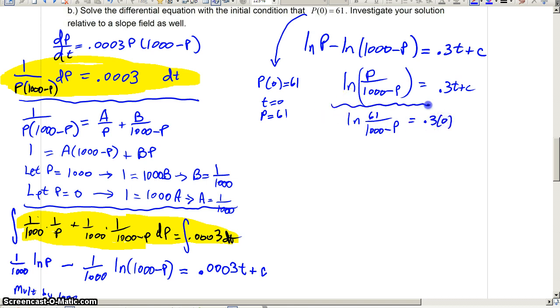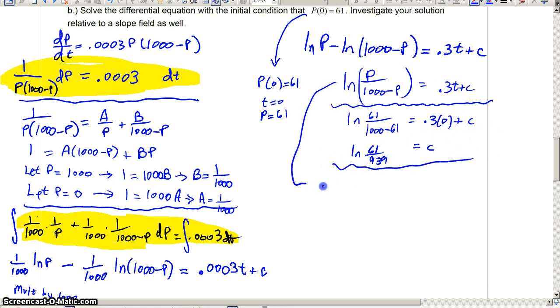So I'm going to do a little bit of scratch work right here. And don't forget we still have our constant. So very quickly we could see that C then is going, and forgive me, I wrote 1,000 minus P when I should have written 1,000 minus 61. So the right side, of course, is just going to be C. 1,000 minus 61, well, that will just take you a moment, hopefully, to confirm to be 939. So this becomes the natural log of 61 over 939. That's your C. So what does that mean?